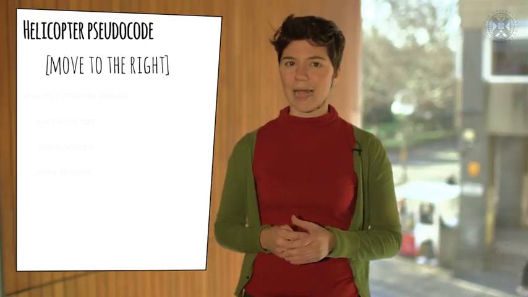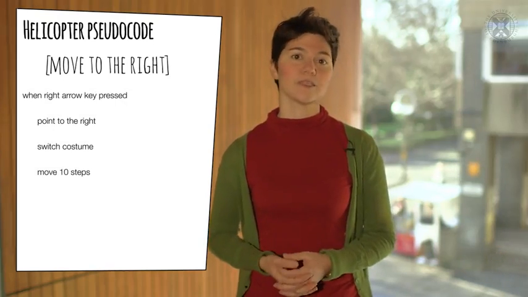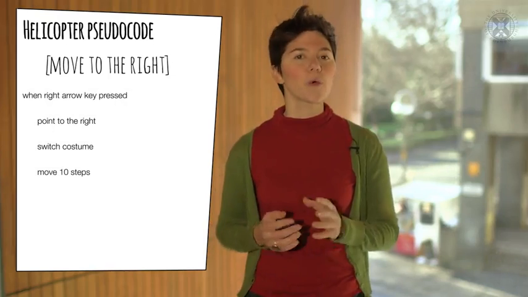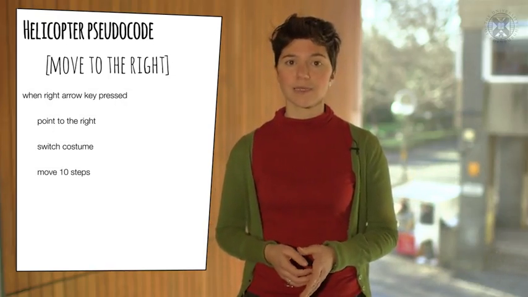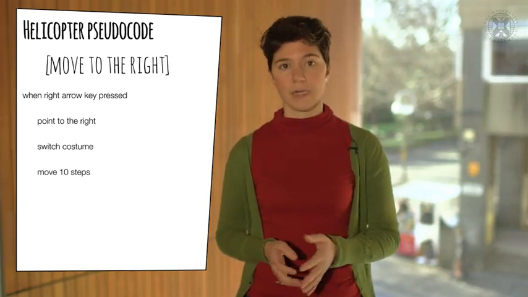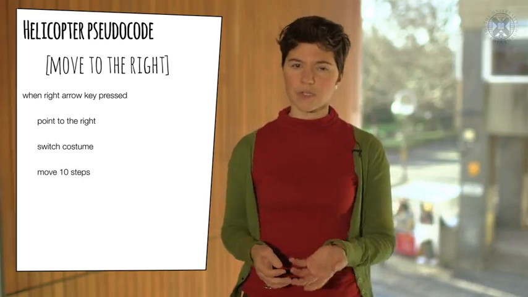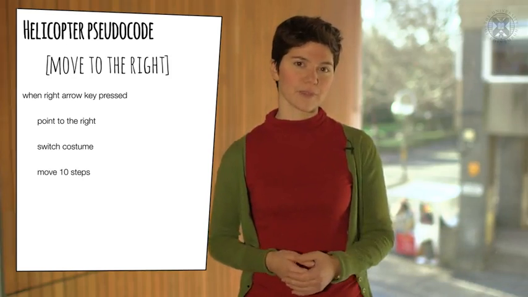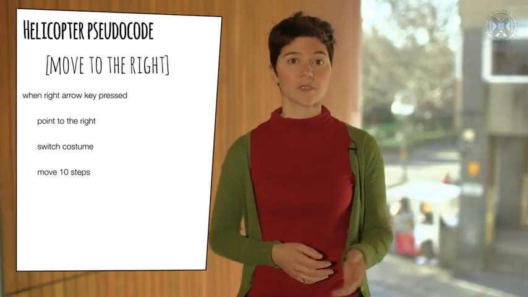Now let's think about the algorithm for moving the helicopter to the right. When we press the right arrow on our keyboard, the helicopter should move to the right and change costume so it's a bit more realistic. The algorithms for moving the helicopter in the other directions are similar.